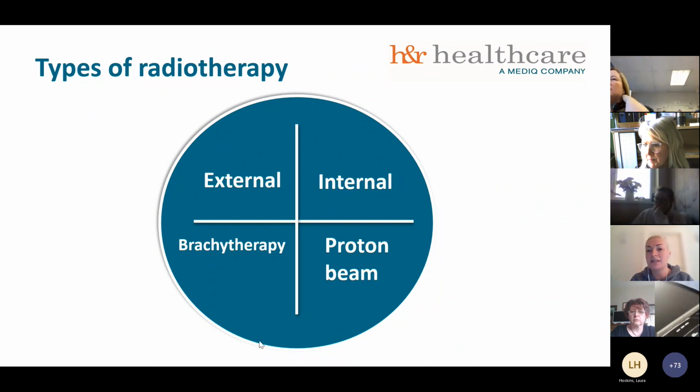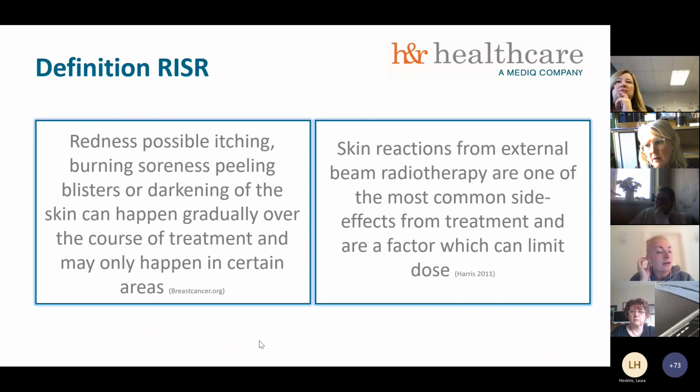As I say, this was just a scene setter, an introduction. So let's think about radiotherapy-induced skin reactions. And I know quite a few of you on this call will be actively treating patients with skin reactions or have seen a significant number.